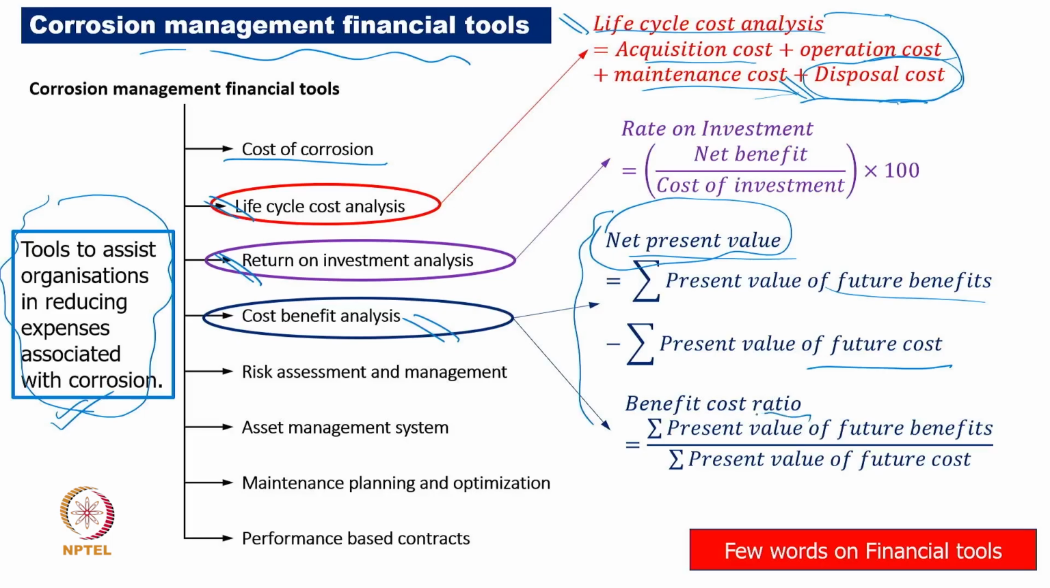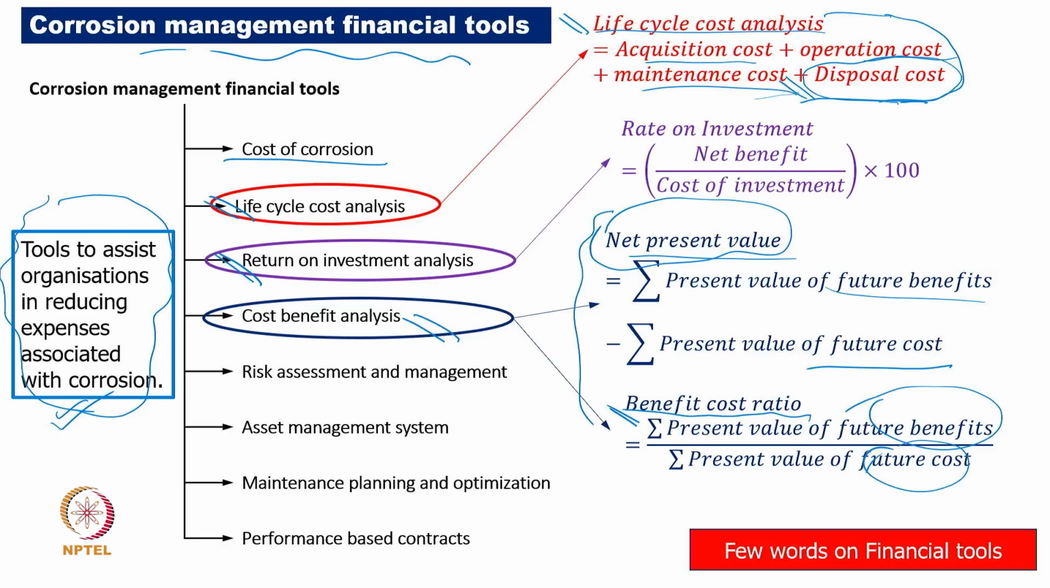And then sometimes we really require the benefit cost ratio. So, we say that future benefit and future cost need to be brought to the present system, and then we can take a decision based on that.